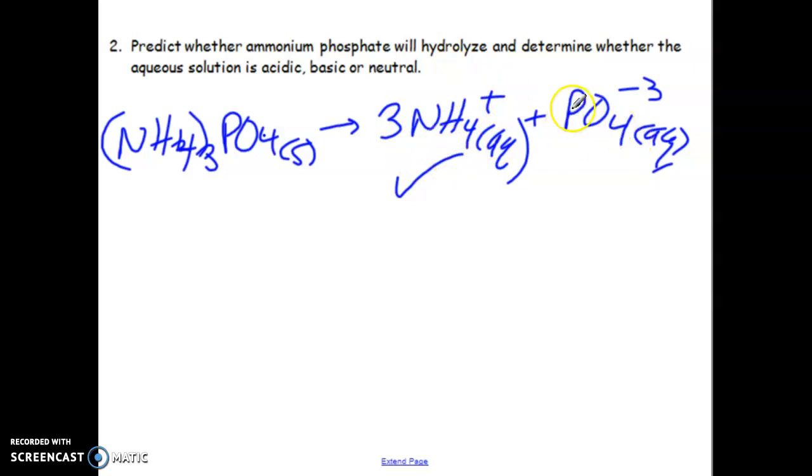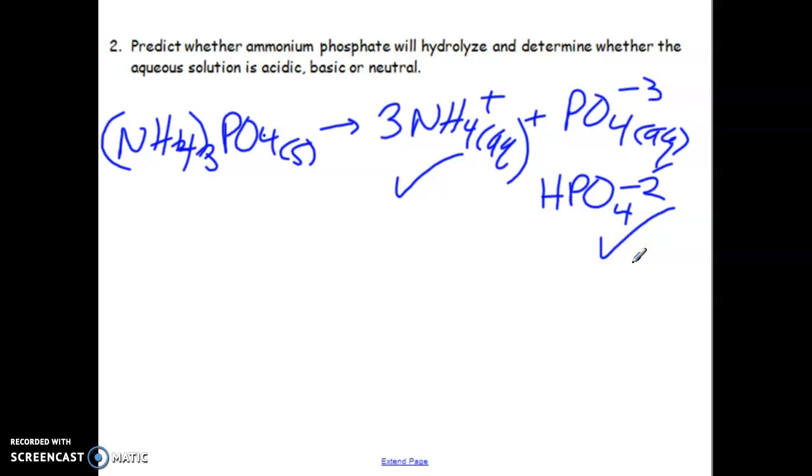And we're going to look at PO4. So PO4 negative 3 is the conjugate base of HPO4 negative 2. This, in fact, is not a strong acid. If it's not a strong acid, it's automatically assumed to be weak. So here's a situation where we have two ions that are both going to be hydrolyzing.